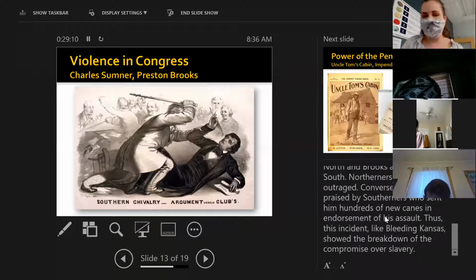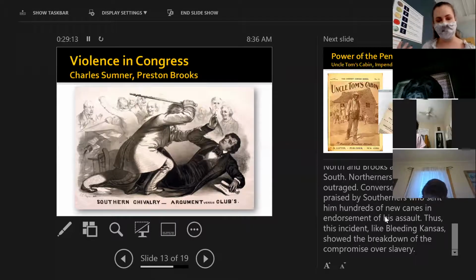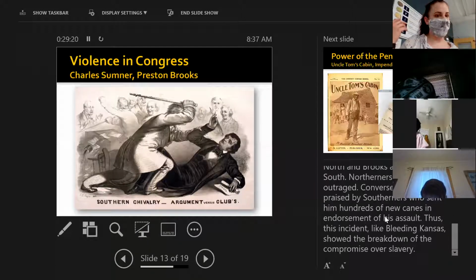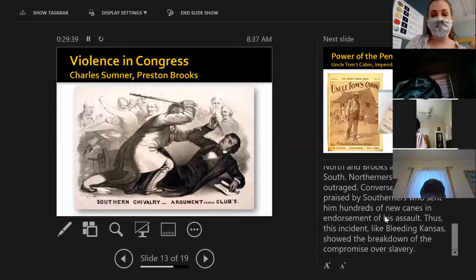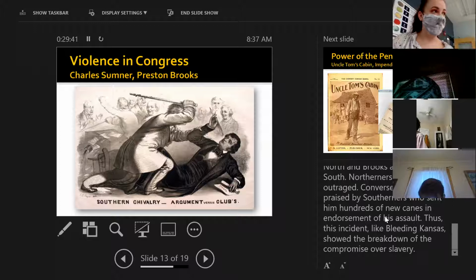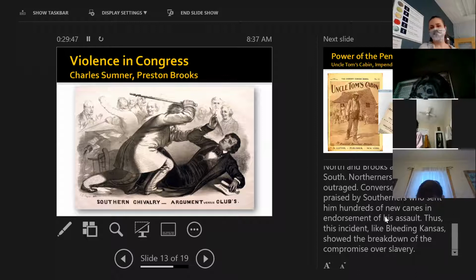And this moment begins to epitomize this conflict in American politics in general. You have these pro-abolition Northerners against these pro-slavery Southerners. Sumner becomes a martyr in the North. So again, a martyr, M-A-R-T-Y-R. So Sumner's a martyr in the North, and Brooks is a hero in the South. In fact, Southerners sent him canes by the hundreds as an endorsement of his actions. Petty.